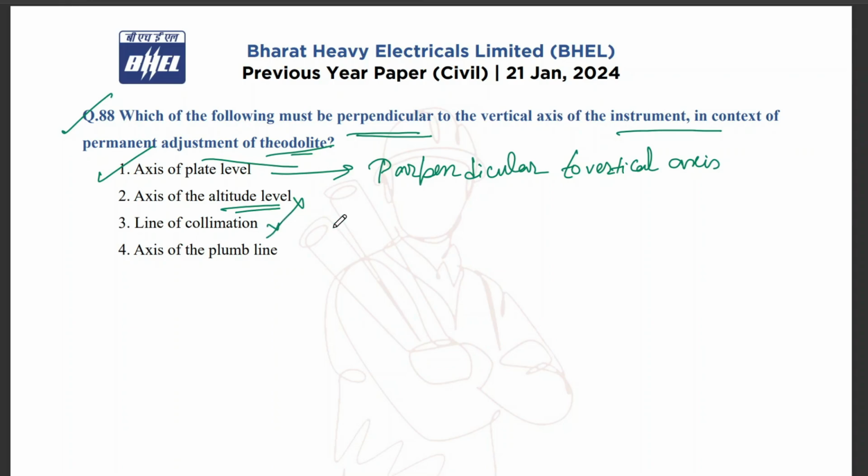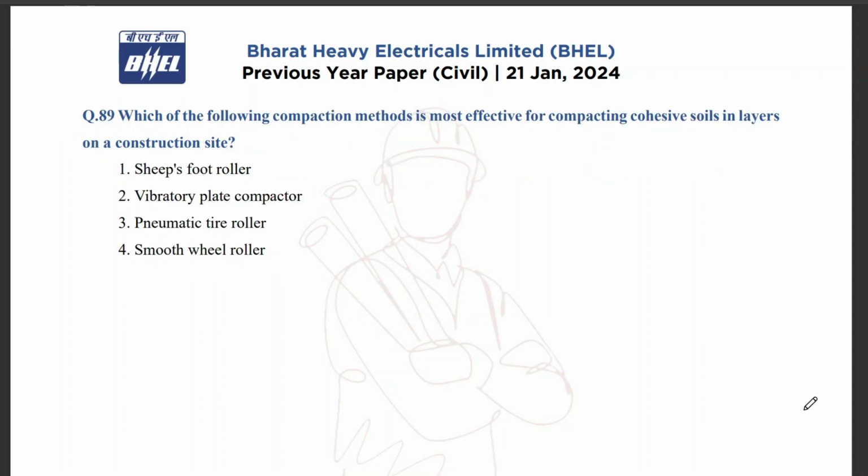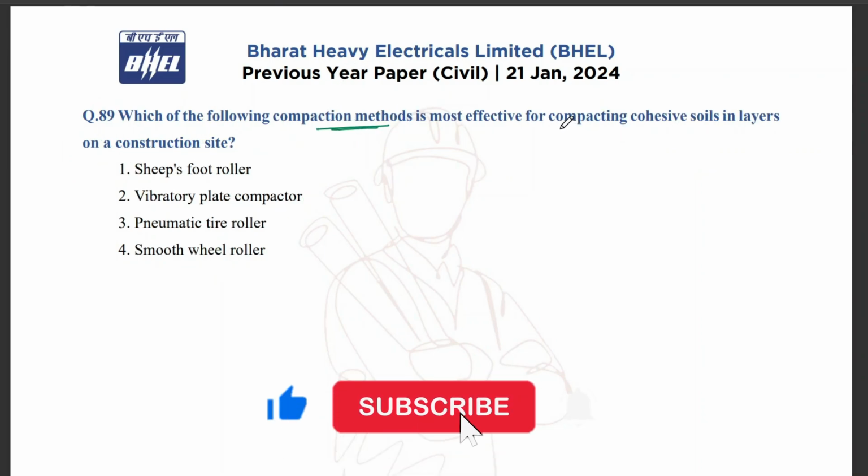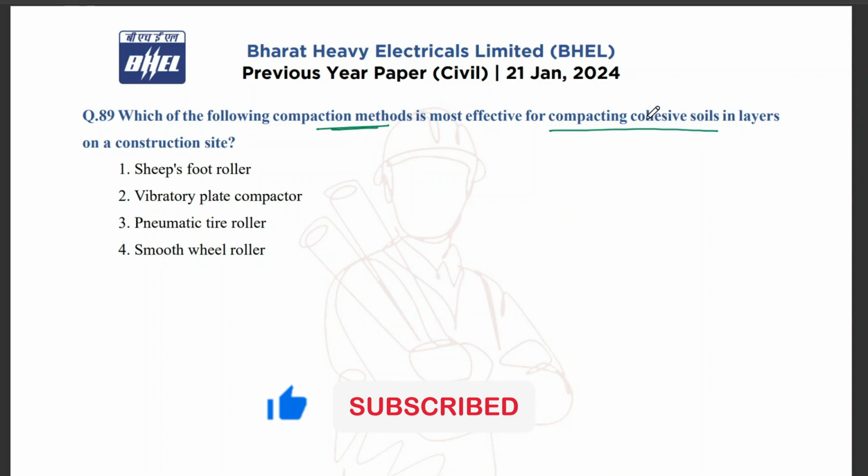Line of collimation: in adjustment of a theodolite, it should be perpendicular to the horizontal axis but not necessarily to the vertical axis. And the last one is the axis of the plumb line. It should be aligned with the vertical axis, not perpendicular to it. Question number 89. Which of the following compaction methods is most effective for compacting cohesive soils in layers on a construction site? The cohesive soil contains fine particles that retain moisture and resist compaction.